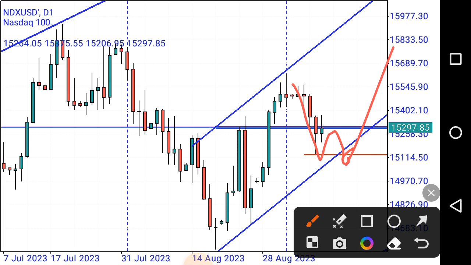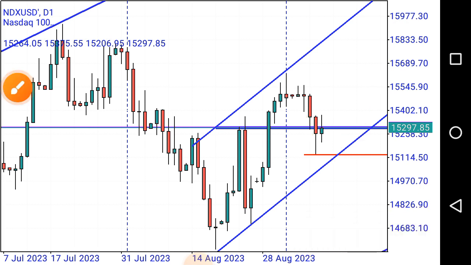We should not just be buying just by virtue of having price test the neckline of that W structure and the neckline aligning with the 38.2% Fibonacci retracement level, right?